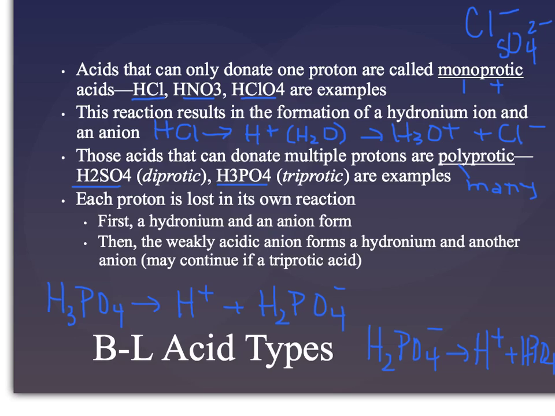The first donated proton is the easiest. That one happens very quickly. It's highly reactive, and then each resulting anion is still acidic, because it still has protons to donate. It's just not as strongly acidic as the original neutral compound would have been.